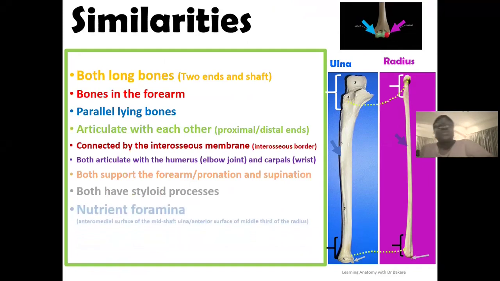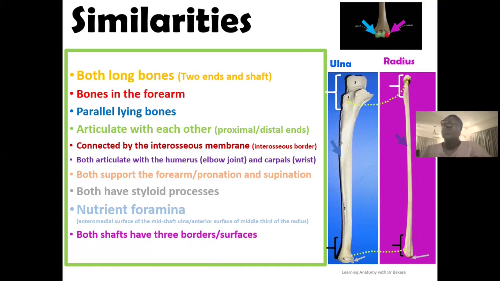The two bones are also seen to have nutrient foramina. Nutrient foramina are holes created around the shaft region, which of course provide blood supply to the bone tissue itself. So these two bones are seen to have foramina along the shaft region. For the ulna, it is specifically seen to be located on the anterior medial surface of the mid-shaft region. While for the radius, it is located around the anterior surface of the middle third of the radius.